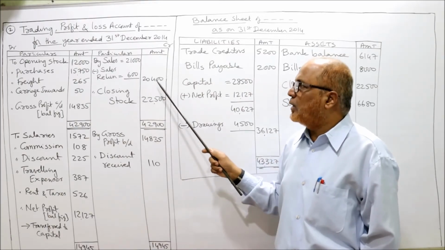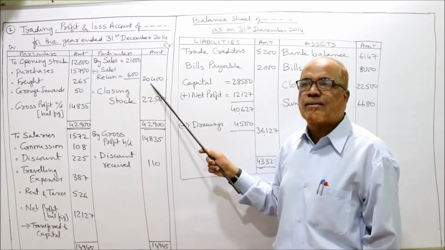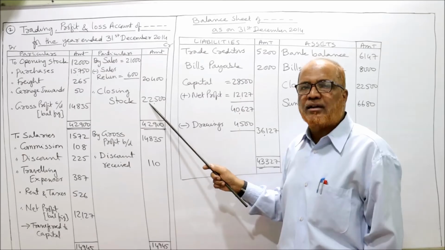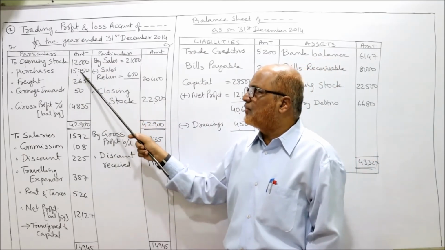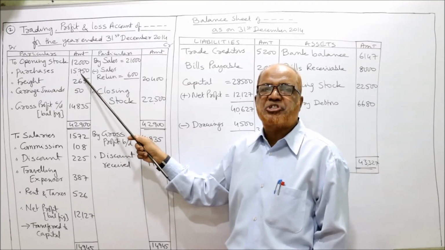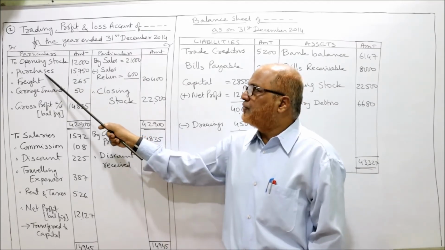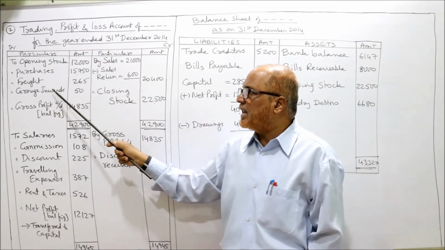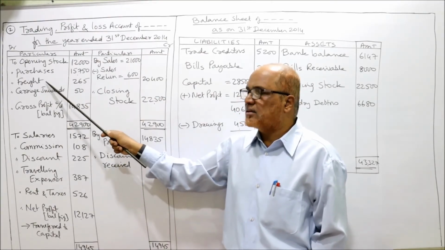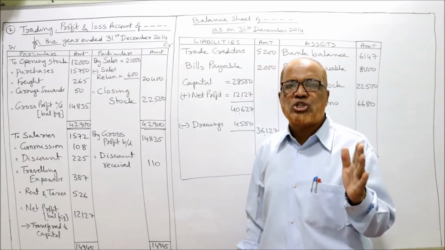So deduct 600, 20,400 are the net sales. By closing stock 22,500 given in the problem. Now debit side, opening stock 12,000, purchases 15,750. We don't have purchase returns. So 15,750 purchase. Freight 265, carriage inward 50. These 2 are the direct expenses, freight and carriage inward.